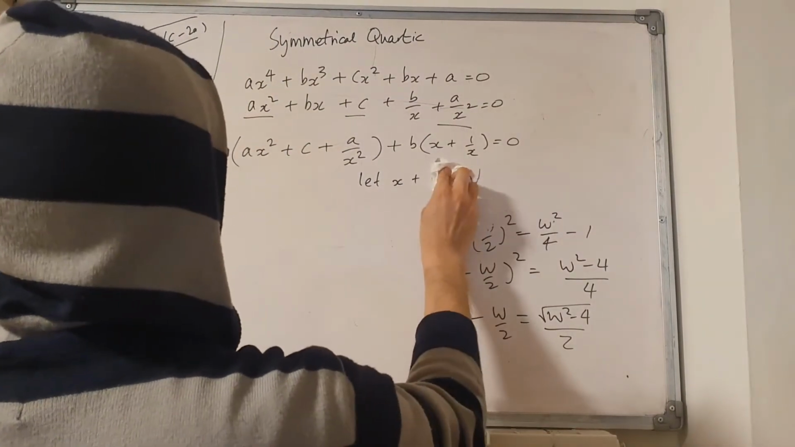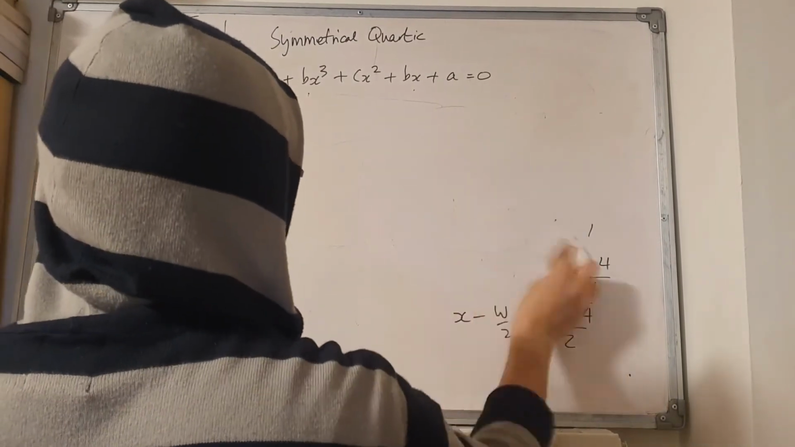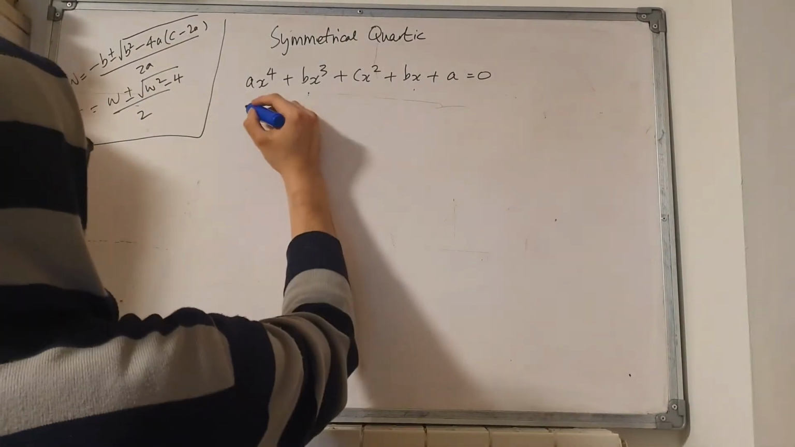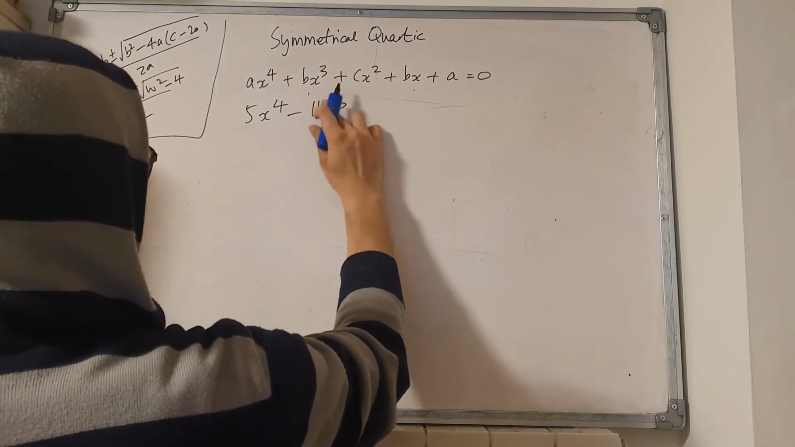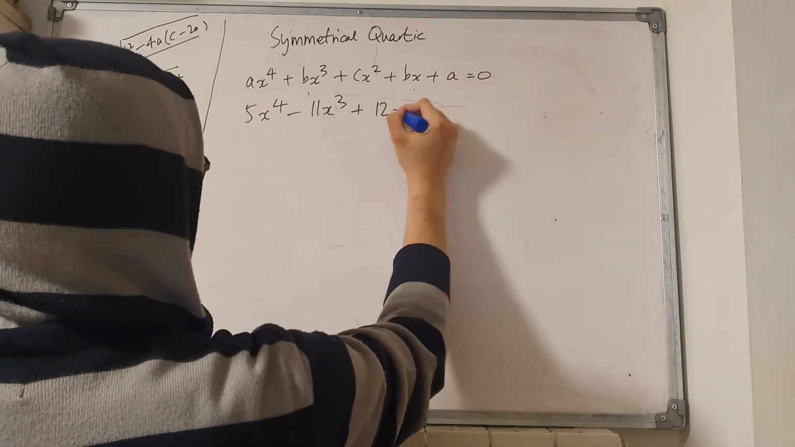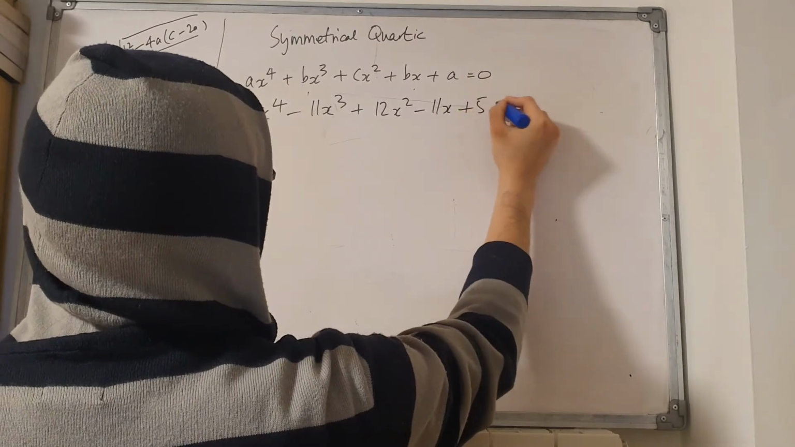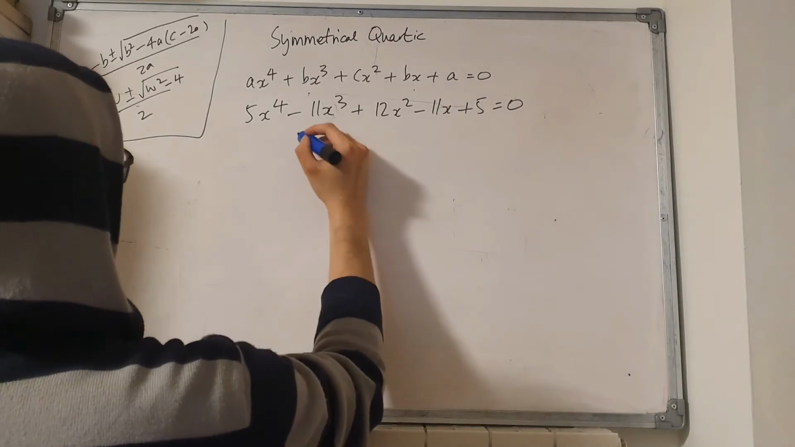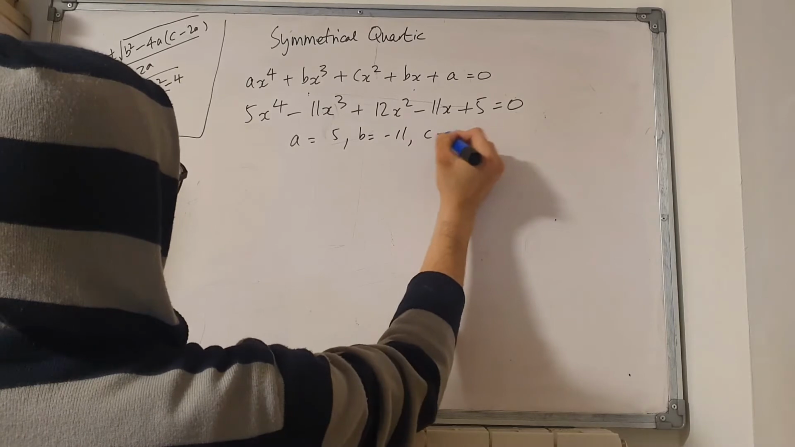Now let's try an example. 5, minus 11 and 12. So 5x to the power 4 minus 11x cubed plus 12x squared minus 11x plus 5 equals 0. Right, so what's w? Let's just write what a is first. a is 5, b is minus 11, c is 12.